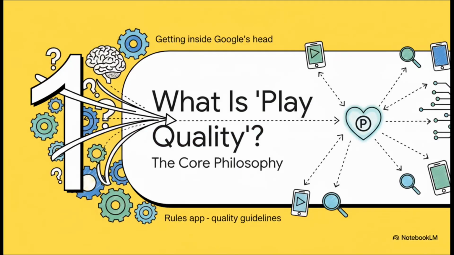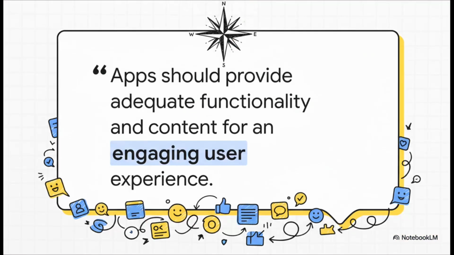So first things first, we need to get inside Google's head. What do they even mean when they say quality? Well, it turns out it all boils down to one central philosophy that pretty much shapes every single rule they have. And here it is. This sentence right here, this is your North Star on Google Play. It's really worth remembering because every decision you make should be measured against it. But the key phrase, the part that unlocks this whole thing, is engaging user experience.